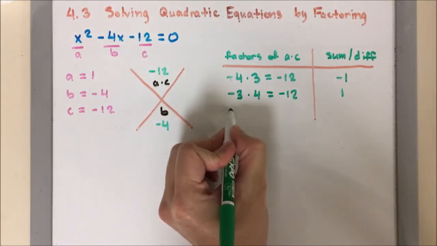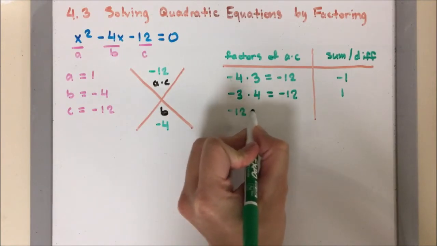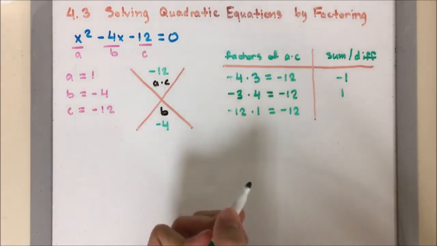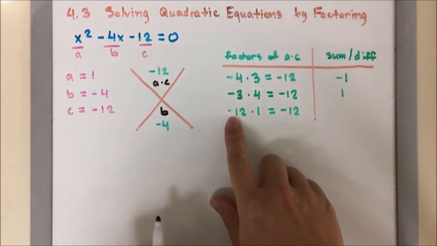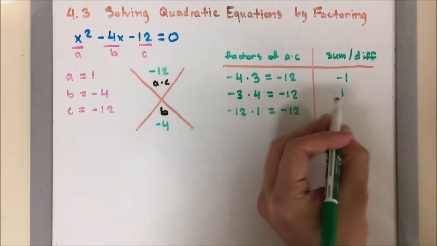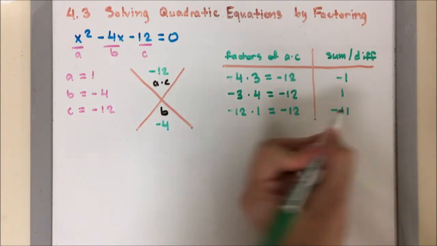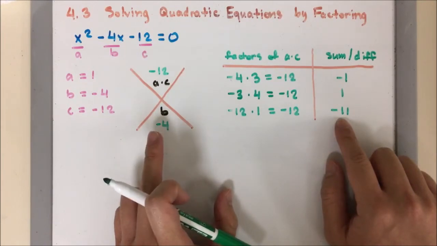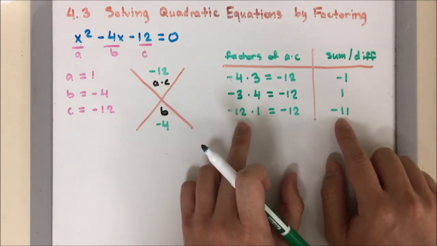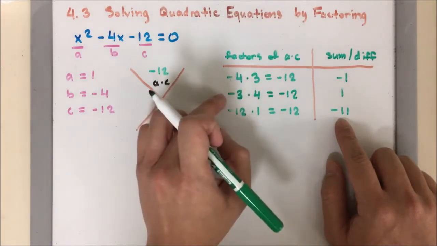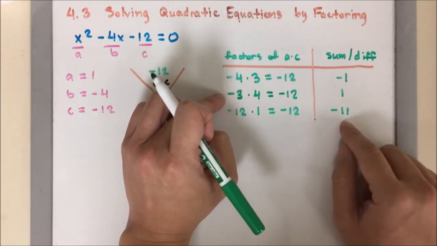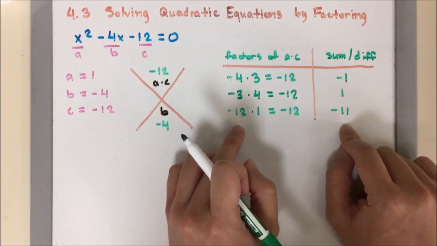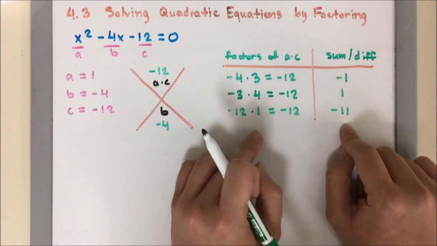Say I do negative 12 times positive 1. That will give me negative 12 when we multiply. But when we combine negative 12 with positive 1, the sum or difference will be negative 11. So I'm still far off from negative 4. Now, if I try switching the negative, just like how I did from the first to the second, I'm just going to have opposite sign but same number. So there's no reason for me to do negative 1 with positive 12.